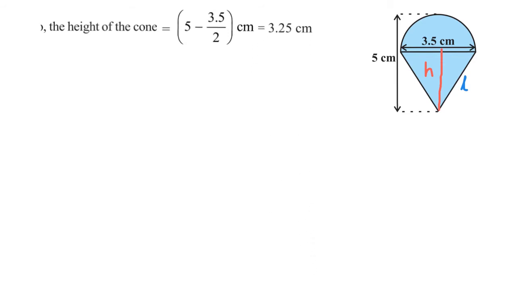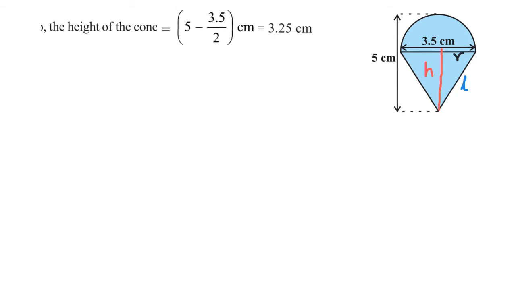So, can I find the height of the cone? That's going to be 5 minus 3.5 by 2, which is going to be equal to 3.25. So, now we know the height of the cone. We also know the radius of the hemisphere. Can I use Pythagoras theorem now to find the slant height in this triangle? Because this triangle is going to be a 90-degree triangle. So, let's see what we get.